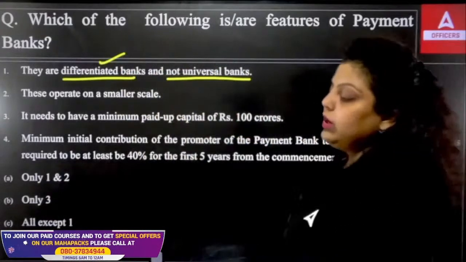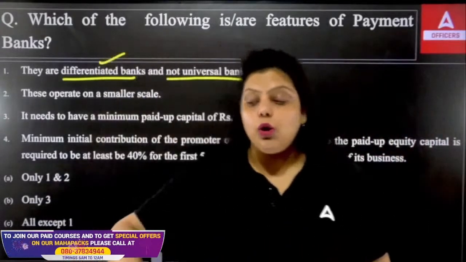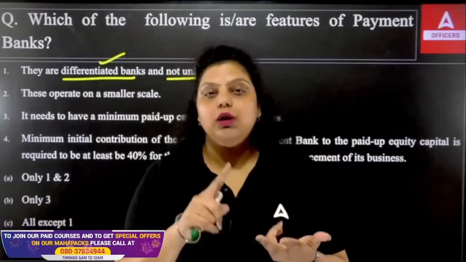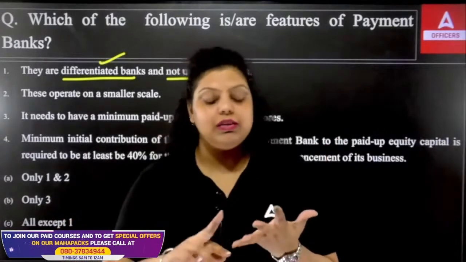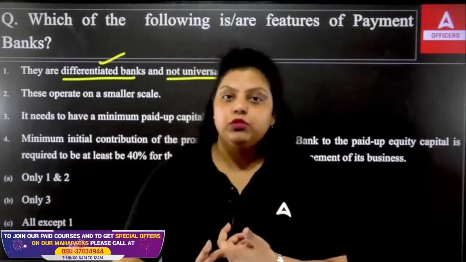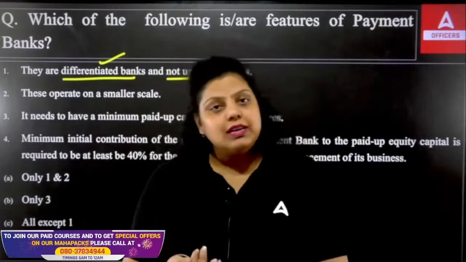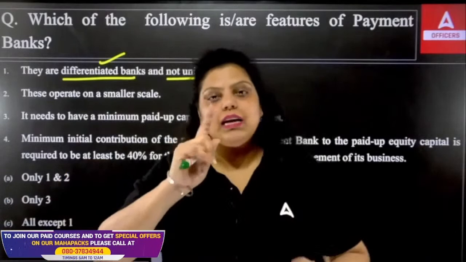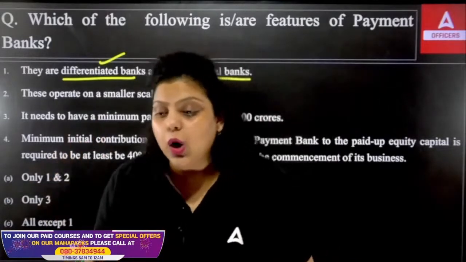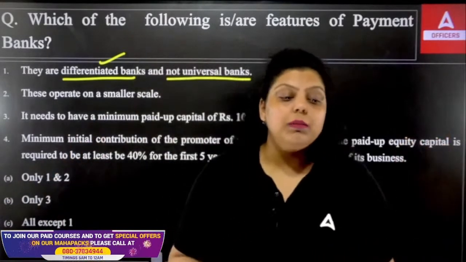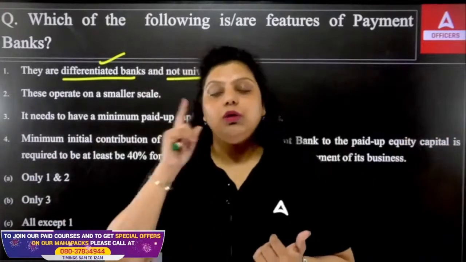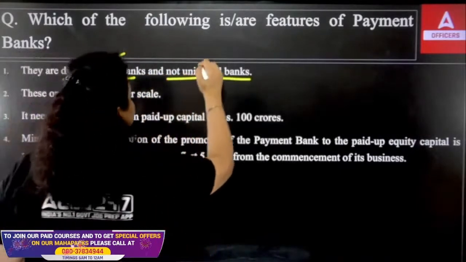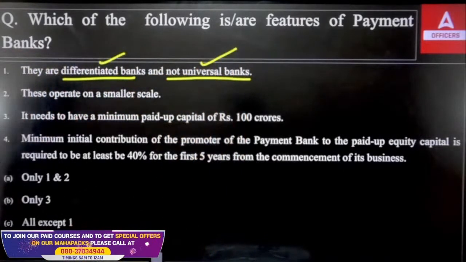Universal banks are those banks which provide all the services under a roof. When you go to the bank, deposit, withdrawal, lending, check clearance, demand draft, locker facility, safe custody, demat account, mutual fund, insurance, credit card, debit card, international credit card, debit card, everything is available under a single roof. That is universal banking. But the payment bank cannot work as a universal bank, because payment bank cannot give loans to the public. So that's why they are not universal banks. So this is also true. The first statement is a feature.